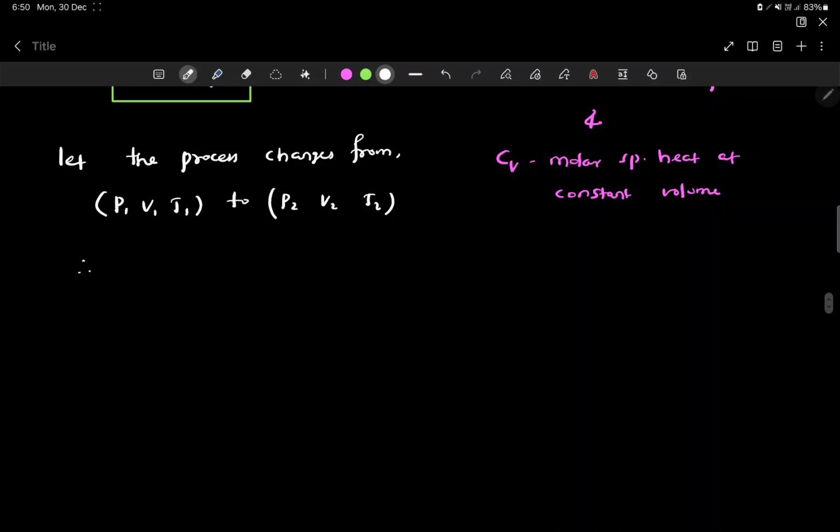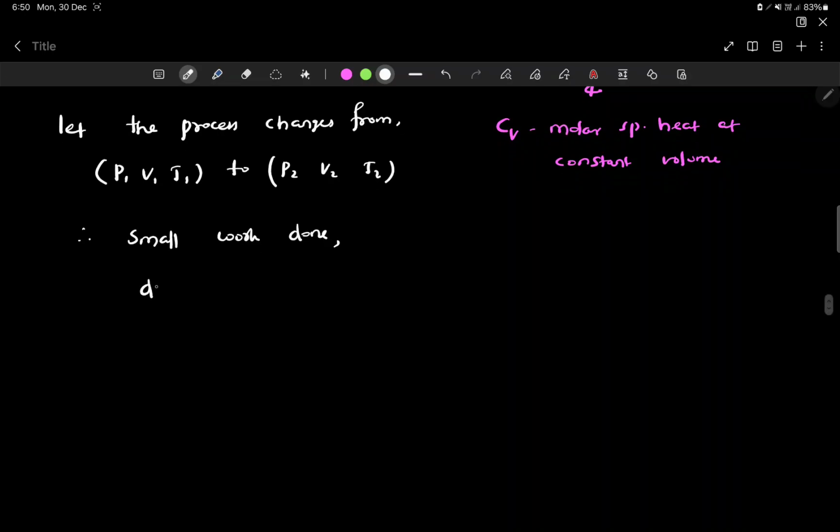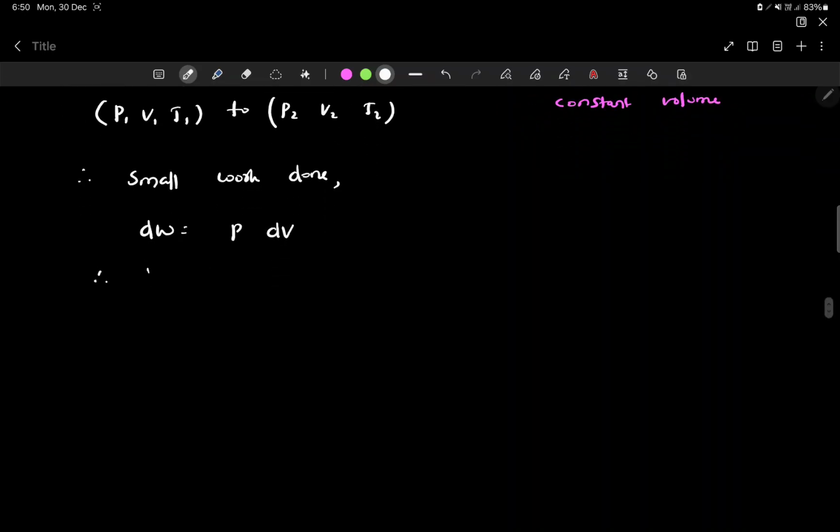So then small work done will be how much? Small work done dw is equal to P dv. And thus total work done w is equal to integration dw, integration P dv.